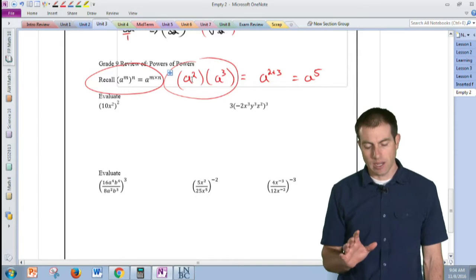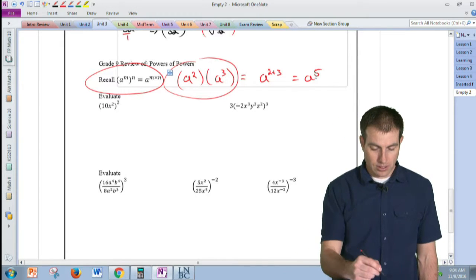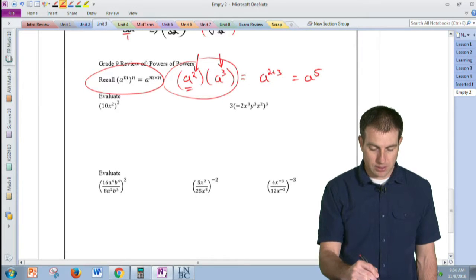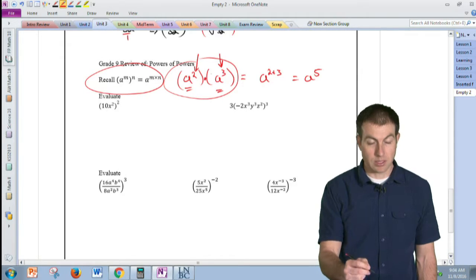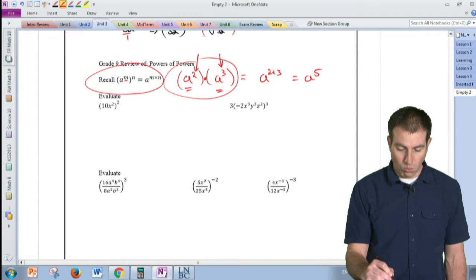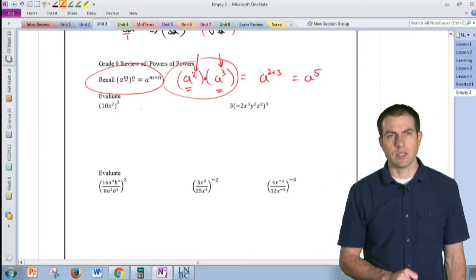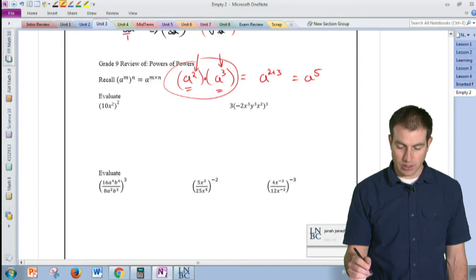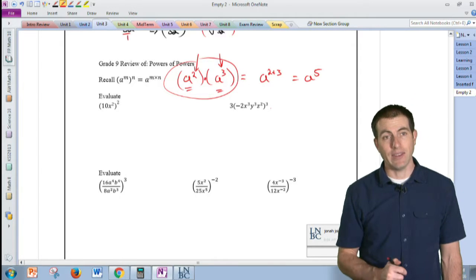In one case, I have exponents with the same base, and I'm multiplying these things together. In the other example here, I have one base and exponents on either side of the brackets. So in the first example, I add my exponents together. In the second example here, I multiply them together.